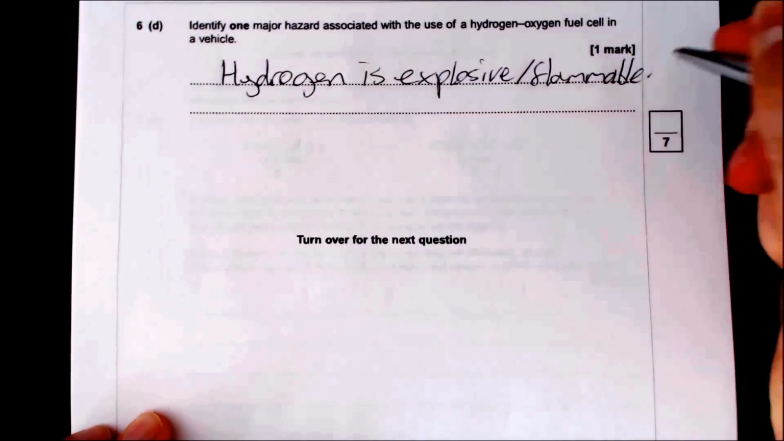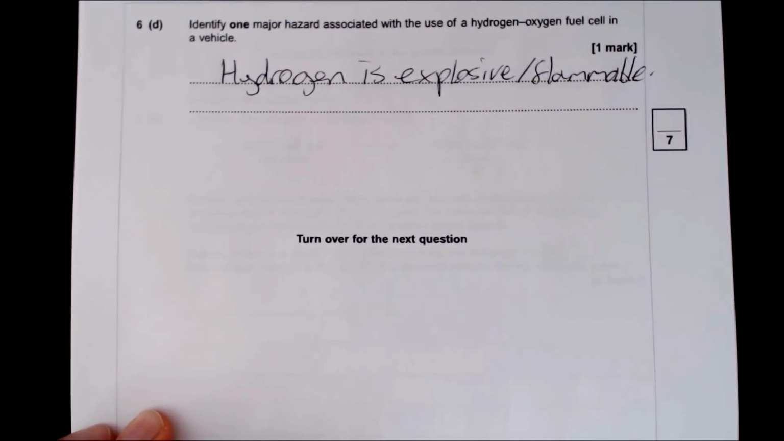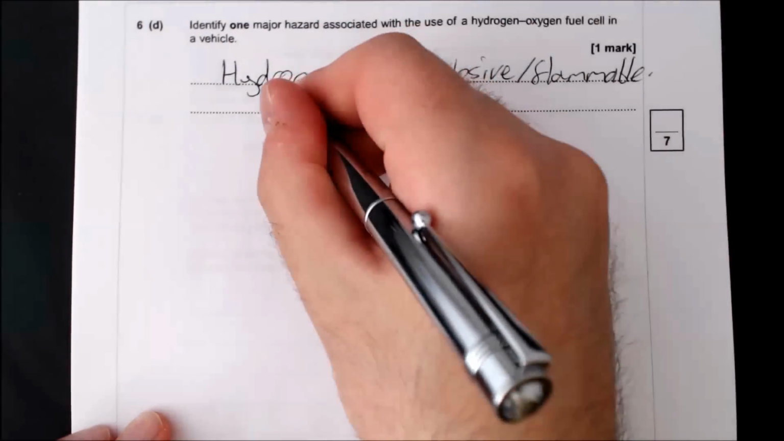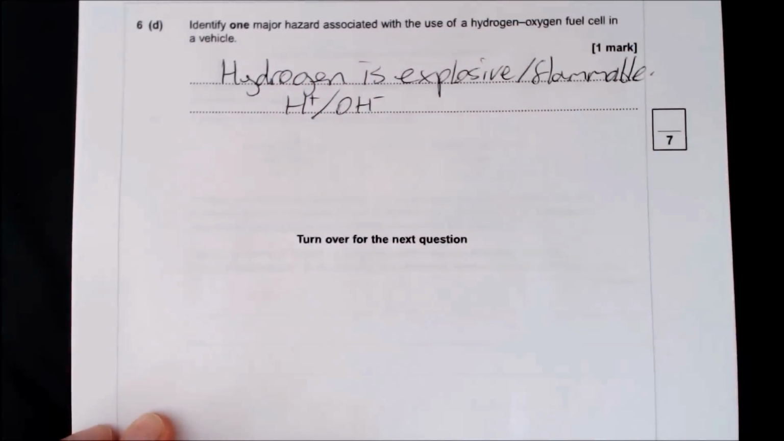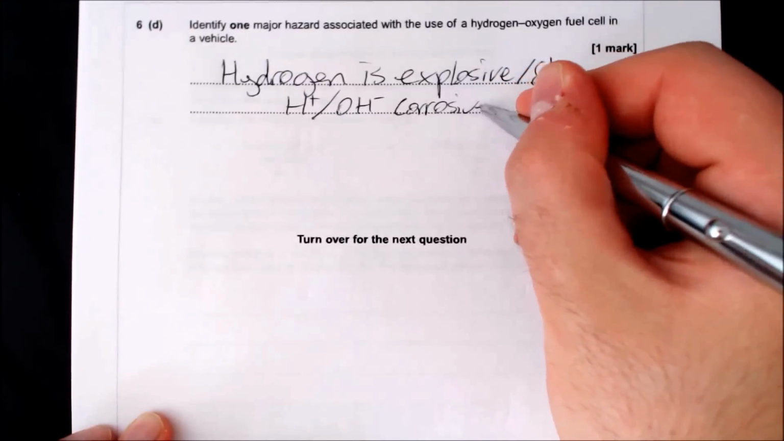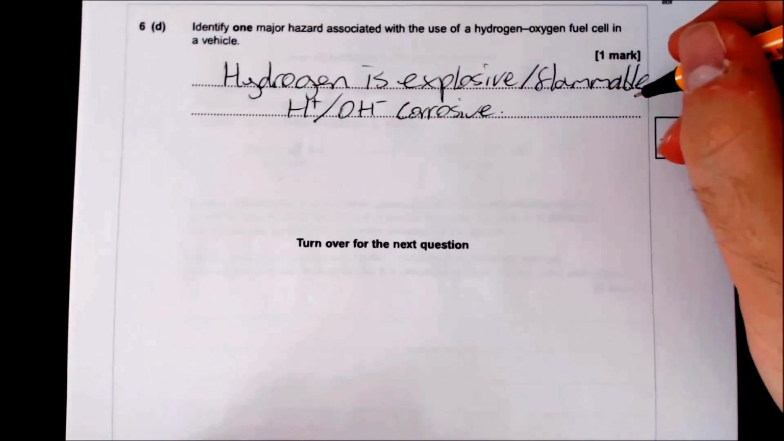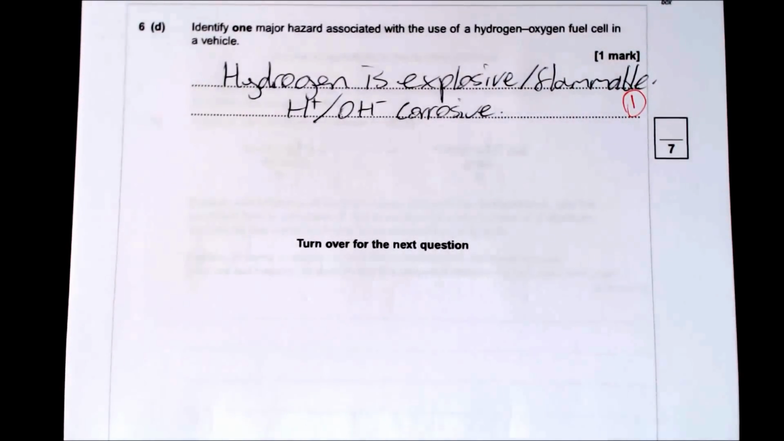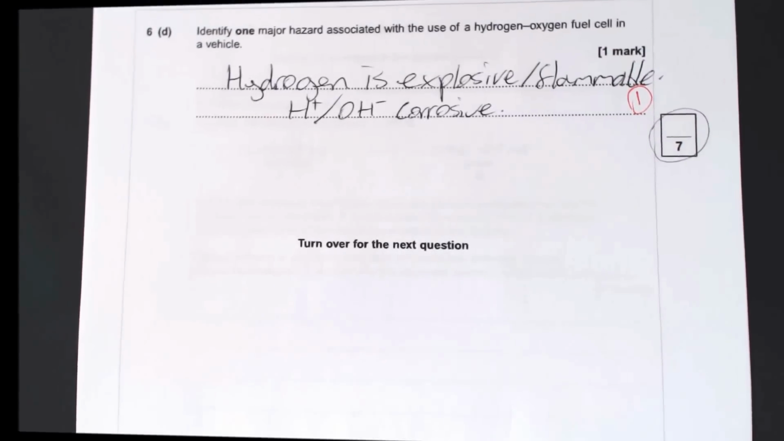You could also argue, because you've got H plus and OH minus ions in there, that the electrolyte is corrosive. So anything like that, you only need one of them though. So as long as you've got any one of those points, you should get your mark there. Okay, and that's it. It was a short question, 7 marks. Not too bad. Quite short answers and some How Science Works in there as well. Okay, on to the next question.